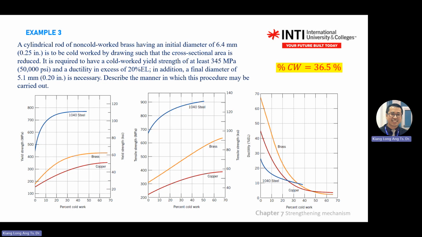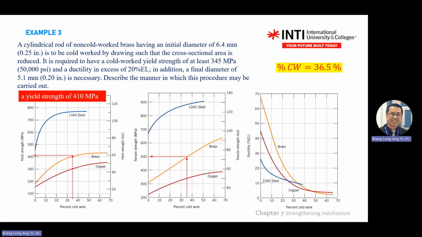And this one does not meet what the customer wants. The customer wants 20%. So for 20%, you go to the graph again, extend back from 20% to the brass, then drop down, draw an arrowhead pointing down. You need to have about 22 or 23% cold work, right?